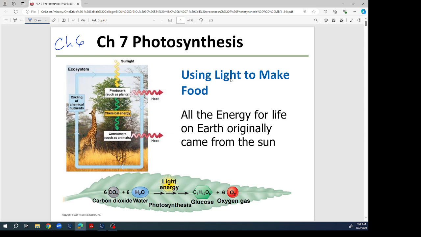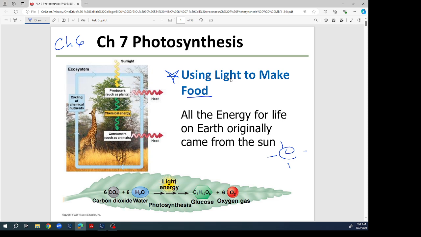So photosynthesis is how organisms can use light to make food. We're talking about carbohydrates or sugars when we're talking about food. So if we think about it, all the food that we ate, that energy originally came from the sun. And so, we have photosynthesis setting us up for respiration.